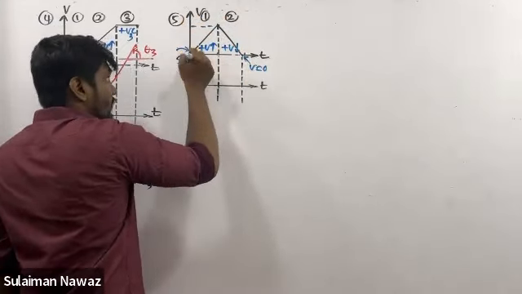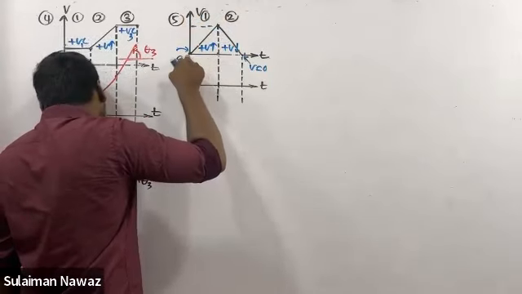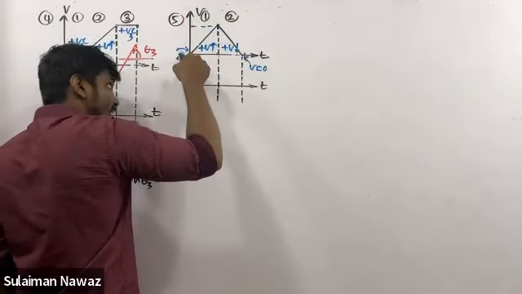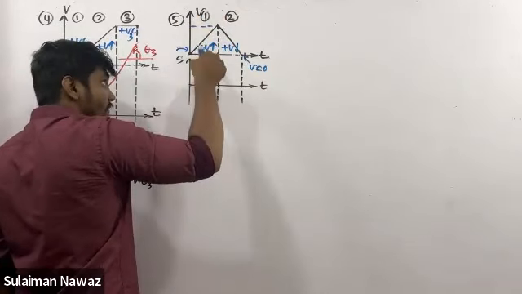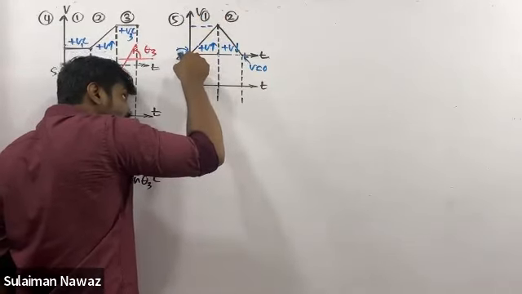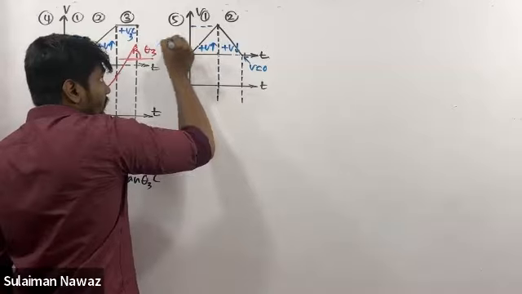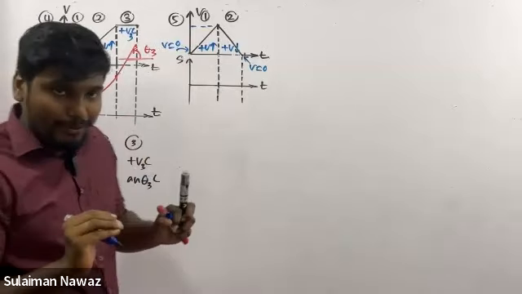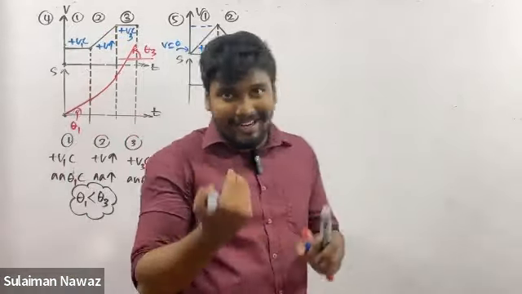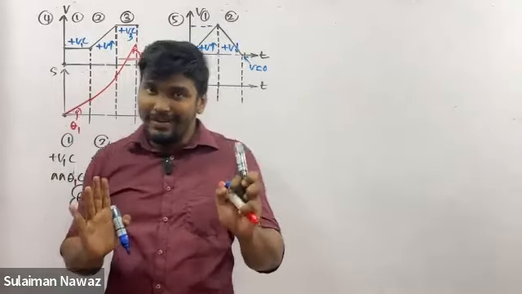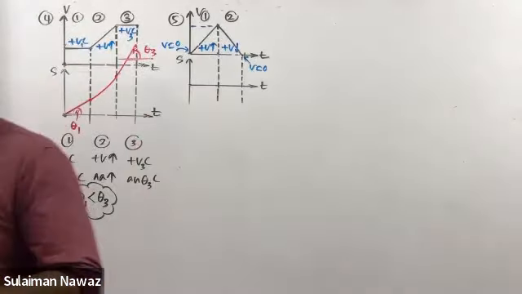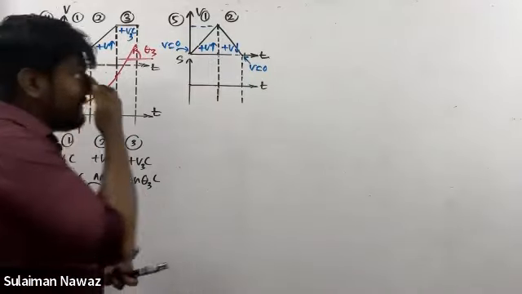Initial velocity also, look at the y-axis. Look at the y, don't think the gradient. When t equals 0, look at the y-axis, it is 0. Most of you start thinking about the gradient. Don't think gradient in converting VT to ST. Look at the y-axis.